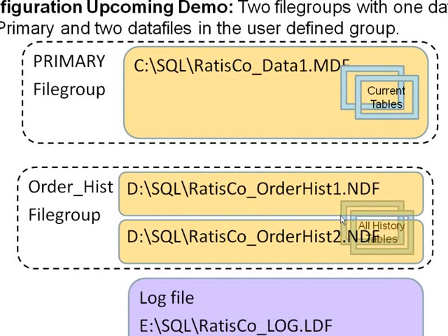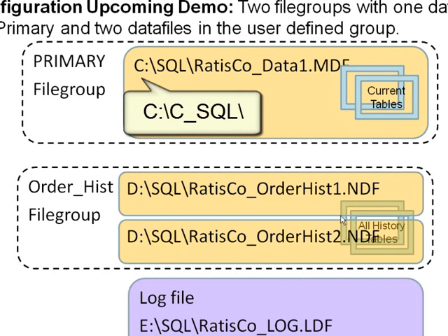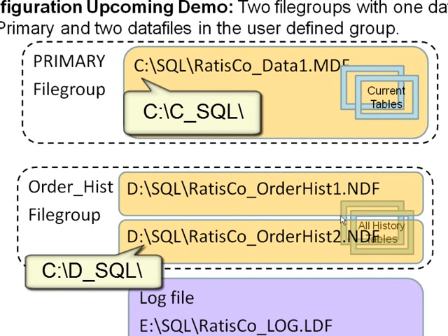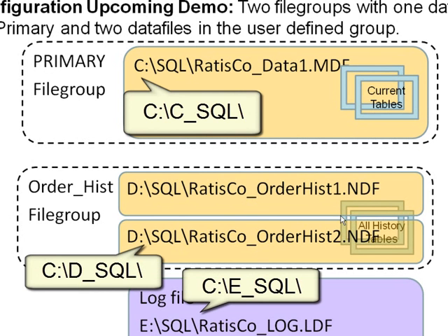Now, it's likely that the machine you're practicing on does not have a C, a D, and an E drive, and to improvise, what we're going to do is we're going to have a C_SQL folder and pretend that's the C drive, a D_SQL folder and pretend that's the D drive, and an E_SQL folder and pretend that that is the E drive, just to get us used to specifically placing files where they go upon database creation.